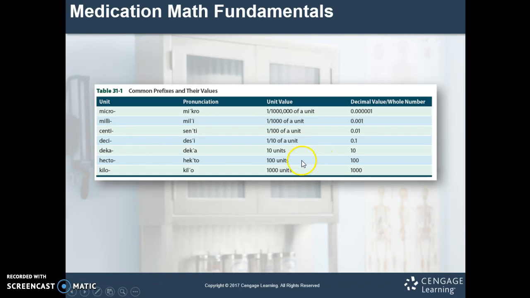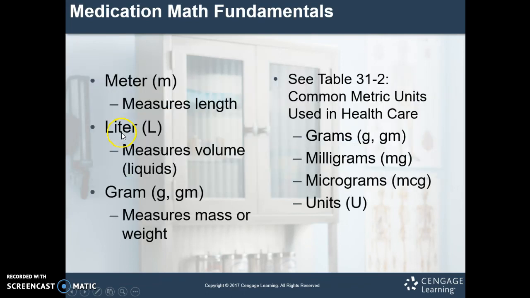Deca is 10 units, hecto is 100 units, and kilo is 1,000 units. You can kind of cross out deci, deca, and hecto. We don't use those a whole lot. And micro is not as common as milli or centi.